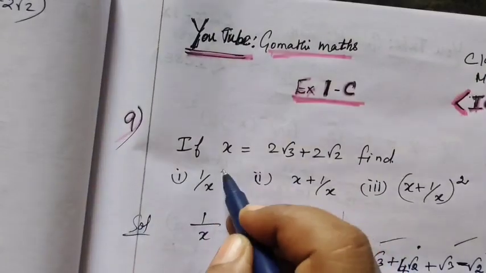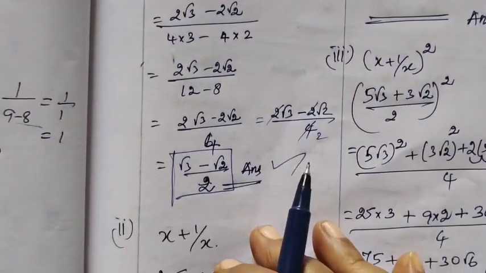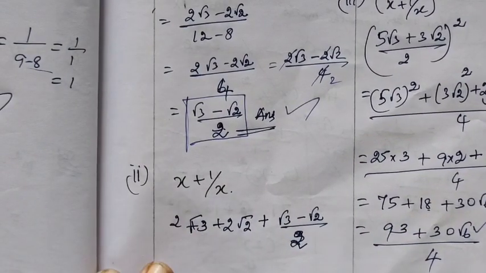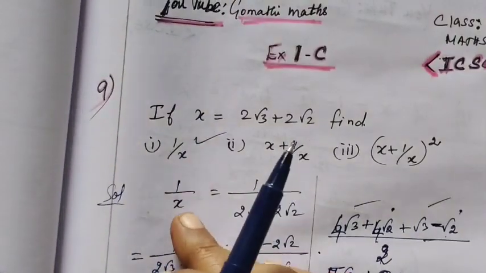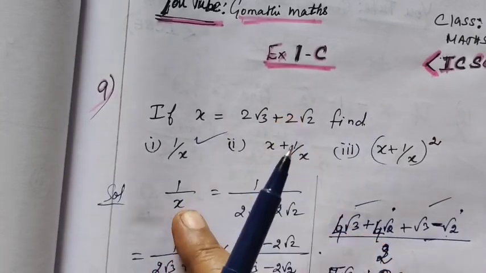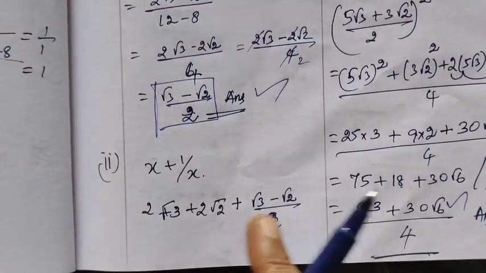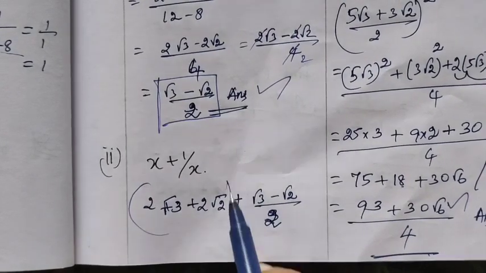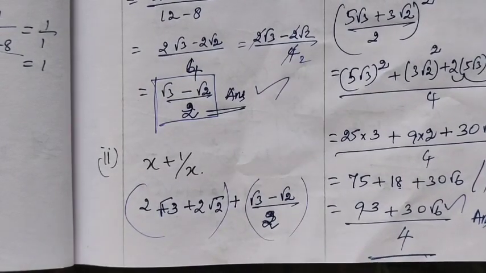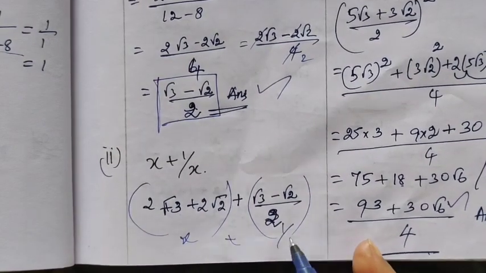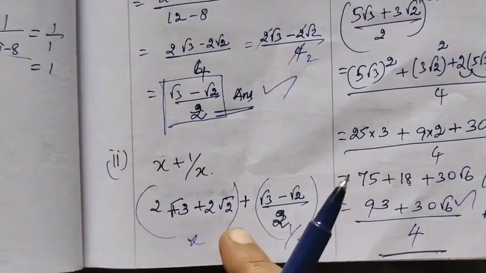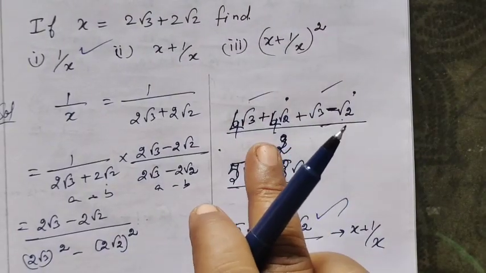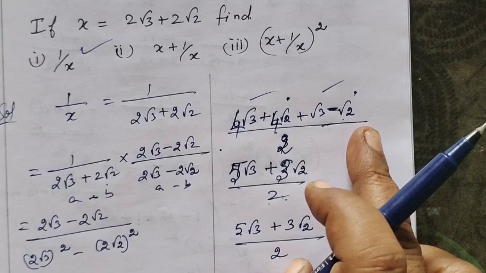Then this one over x plus 1 by x. For x plus 1 by x, we have already found 1 by x. x is here and this is 1 by x. Now take the LCM of this. So this is x and this is 1 by x, x plus 1 by x. Now cross multiply. You take the LCM. LCM is 2, cross multiply. This step you are getting.